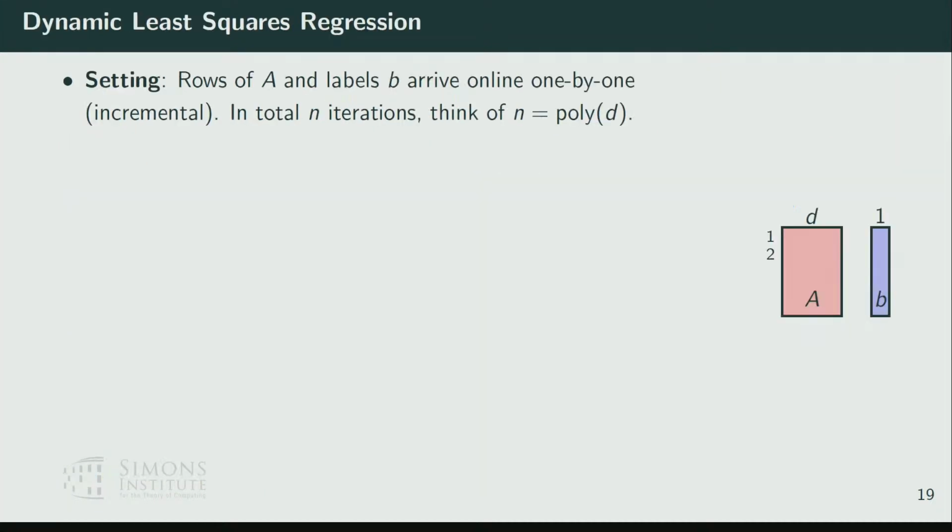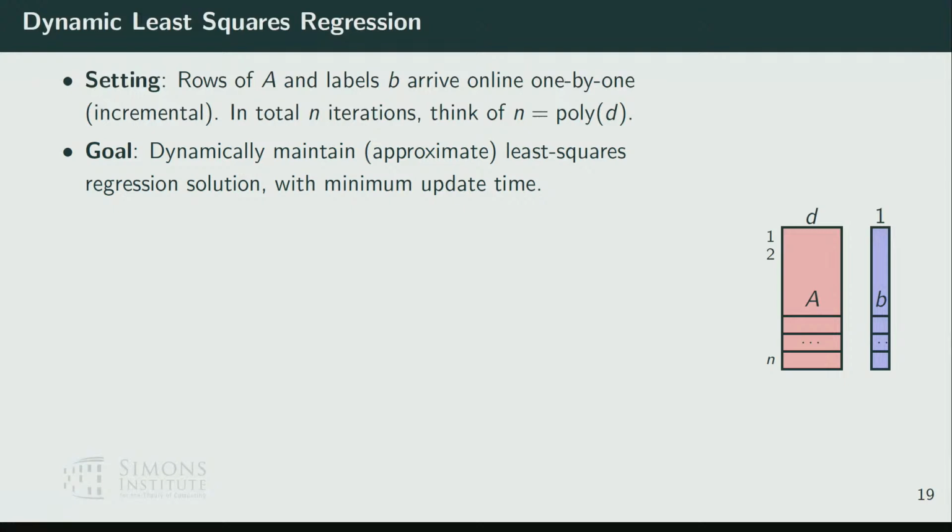But here today, we will consider a dynamic least squares regression problem, where in this setting, the rows of A and the rows of B are arriving one by one online. So this is the incremental setting. And there are in total n number of iterations. We should think about n as much larger than d, think about it as polynomial in d. And our goal is to dynamically maintain maybe an approximate version of the least squares regression problem with minimum update time.